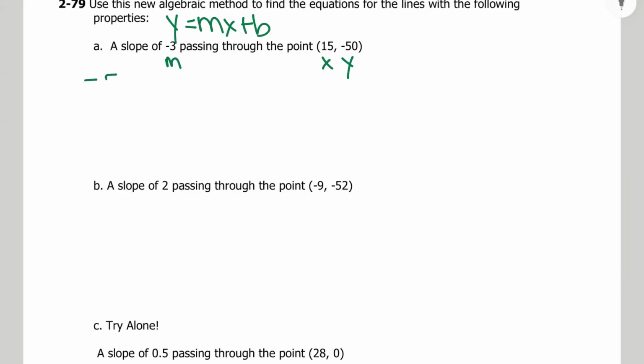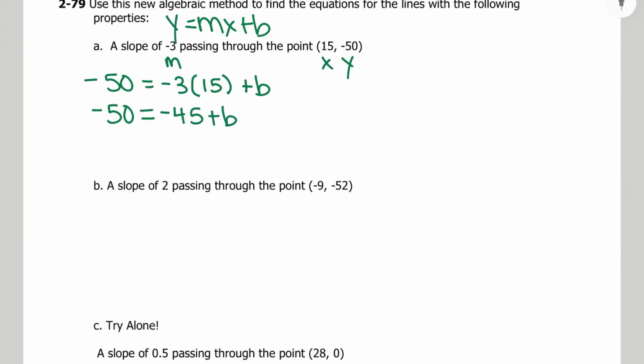So negative 50 is going in for y. Negative 3 is going in for m. And in between m and x, those are multiplying. So I'm going to multiply that by 15 because that's x. And then I'm writing plus b because I'm solving for b. So now I'm going to write negative 50 again, and then do negative 3 times 15, which is going to be negative 45, and then plus b.